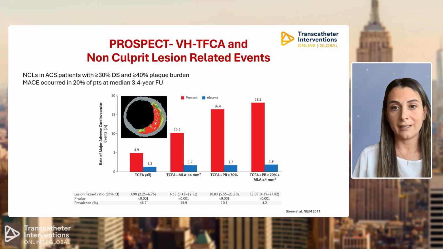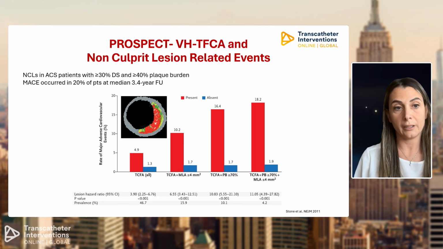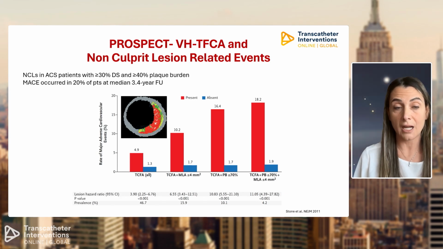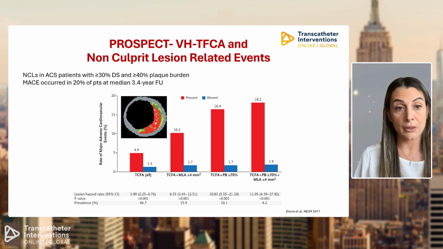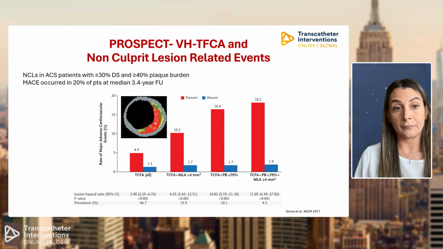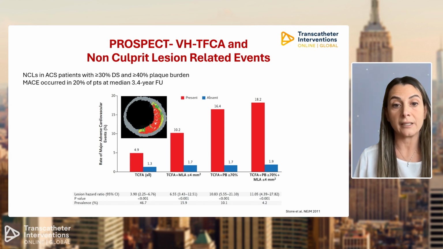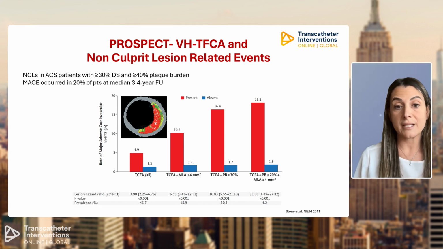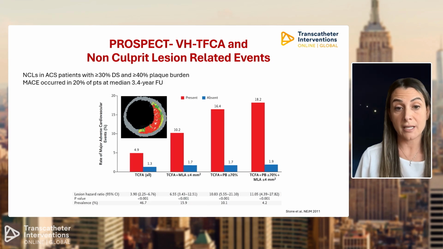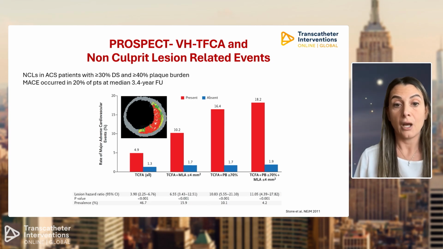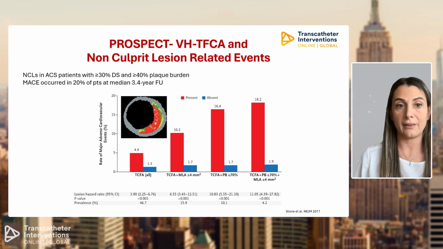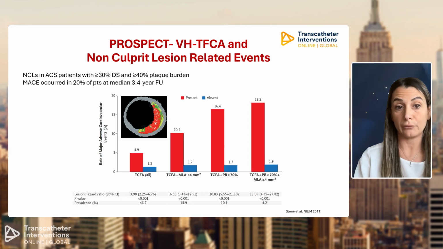What happens in trials, we learn from the Prospect trial, where 700 acute coronary syndrome patients underwent IVUS investigation, and that in non-culprit lesions, we saw that indeed lesions presenting all morphological high-risk features were associated to an 11-fold higher risk of MACE at almost 4 years of follow-up.